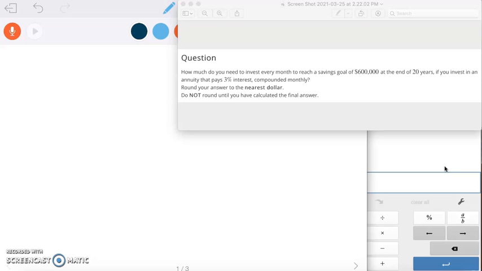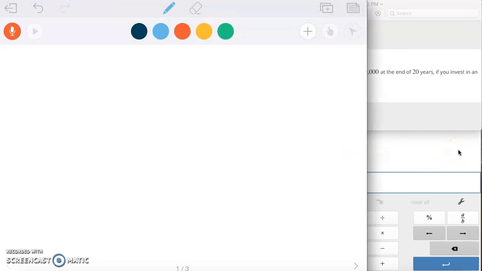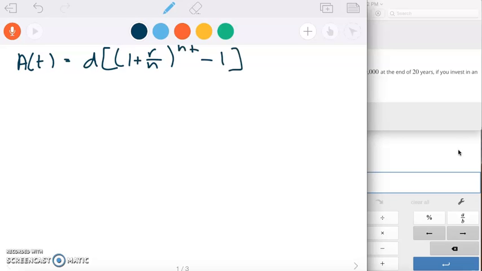So the first thing we need to do is get the right formula. What we're going to need is our annuities formula with time. So here we have A of T equals this really long expression. We have D, which is that investment amount that we're looking for. And we have 1 plus R over N, that's the rate over the number of times we're investing every year, so it's going to be 12. All to the N times T power minus 1, all of this divided by R divided by N.